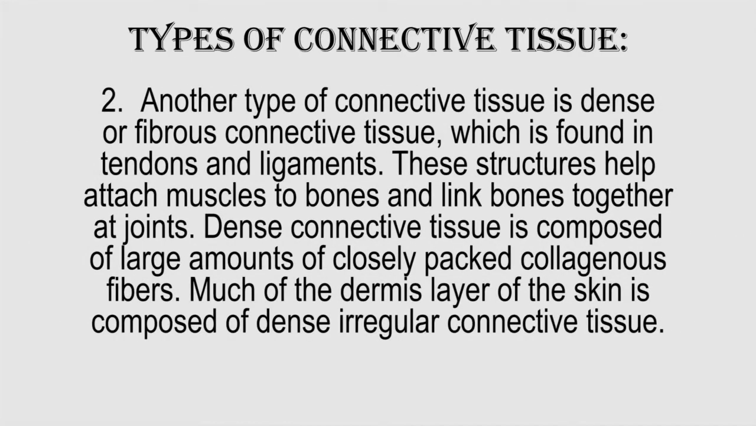Another type of connective tissue is dense or fibrous connective tissue, which is found in tendons and ligaments. These structures help attach muscles to bones and link bones together at joints. Dense connective tissue is composed of large amounts of closely packed collagenous fibers. Much of the dermis layer of the skin is composed of dense irregular connective tissue.